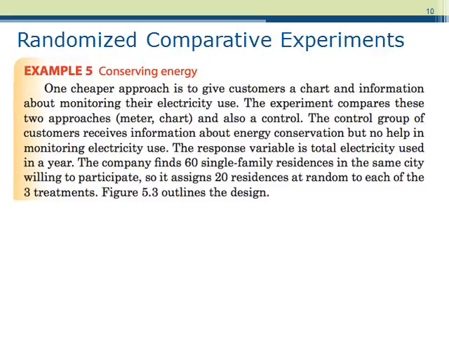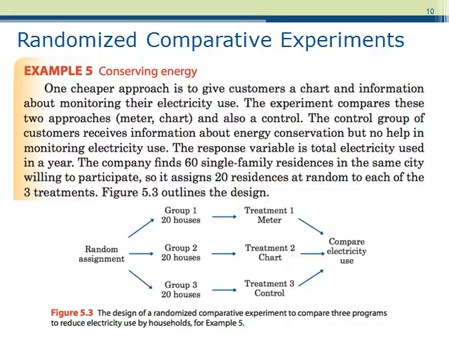One cheaper approach is to give customers a chart and information about monitoring their electricity use. The experiment compares these two approaches, using a meter versus a chart, and also a control. The control group of customers receives information about energy conservation, but no help in monitoring electricity use. The response variable will be total electricity used in a year. The company finds 60 single-family residences in the same city willing to participate, so it assigns 20 residences at random to each of the three treatments. Figure 5.3 outlines the design.